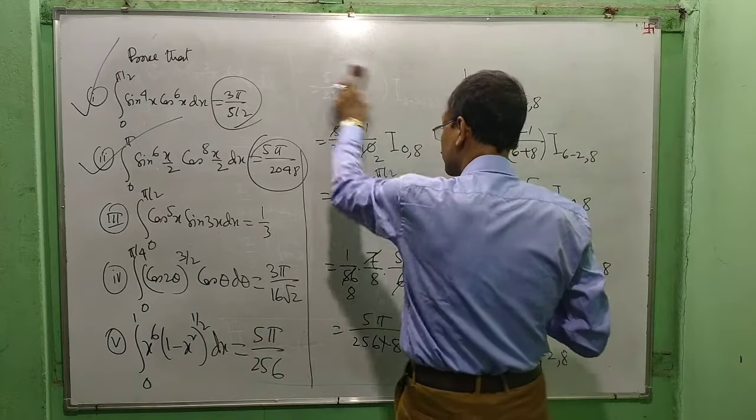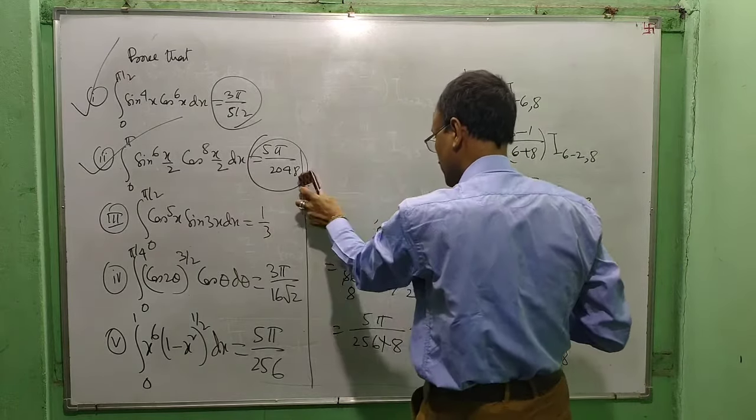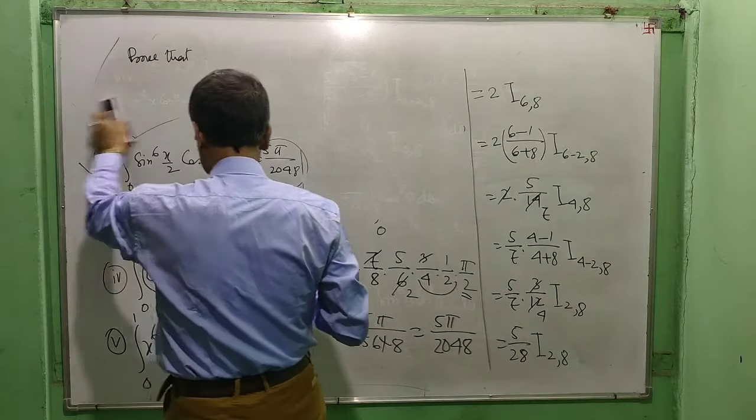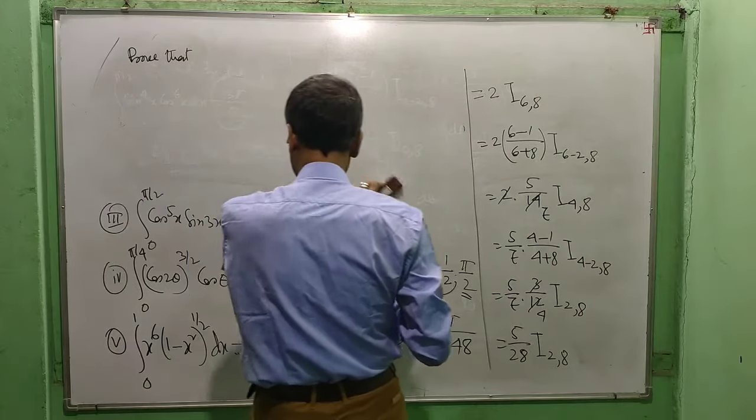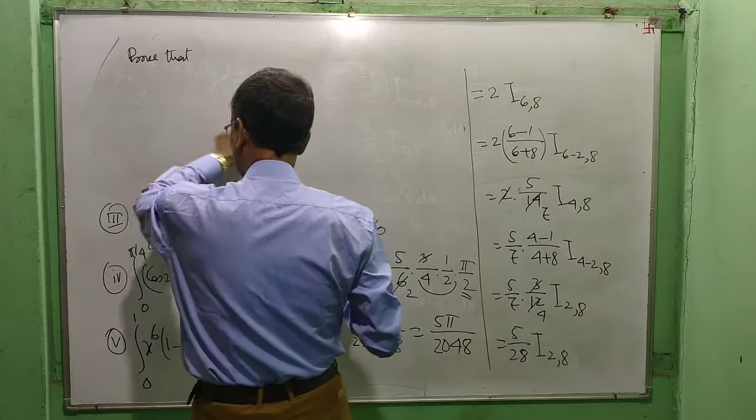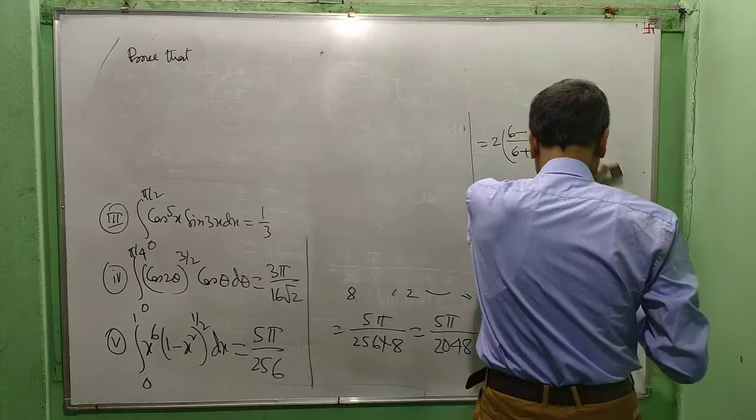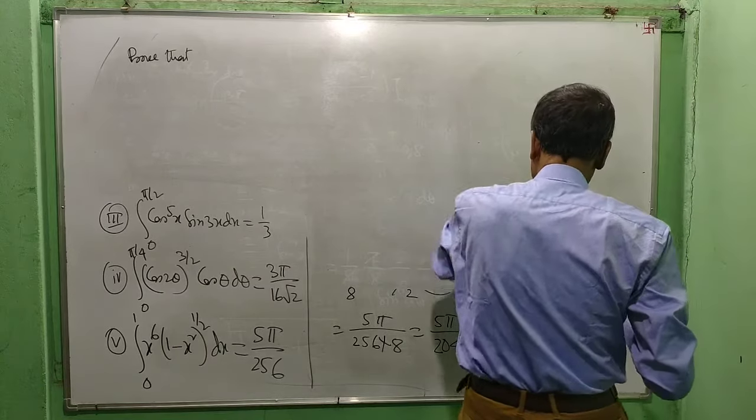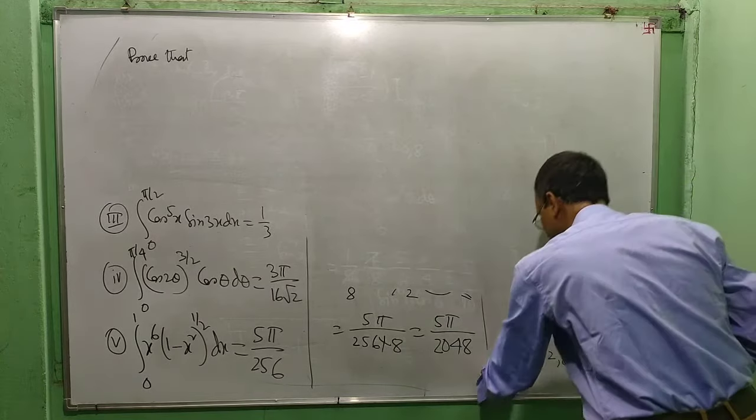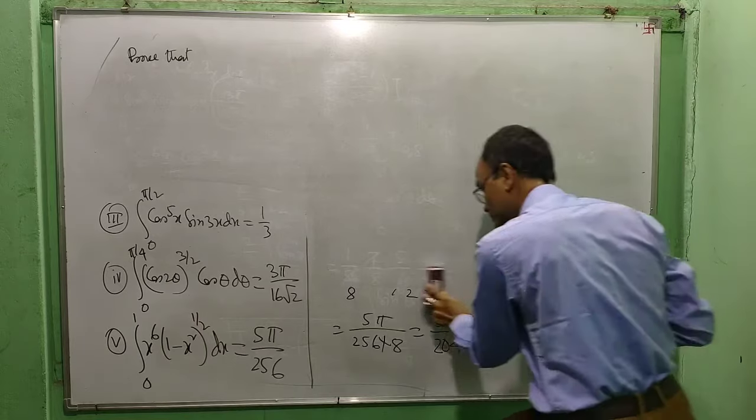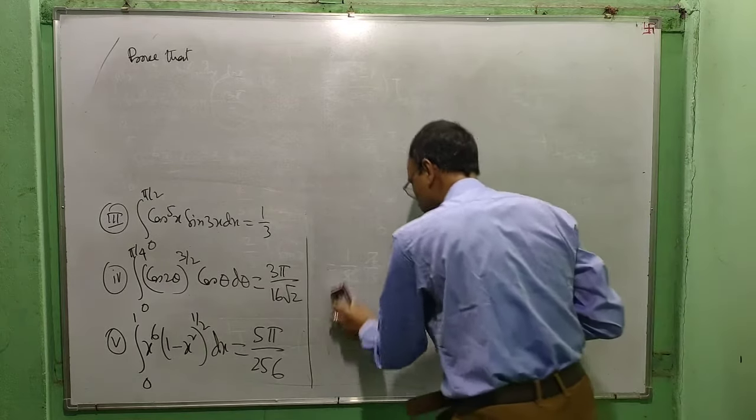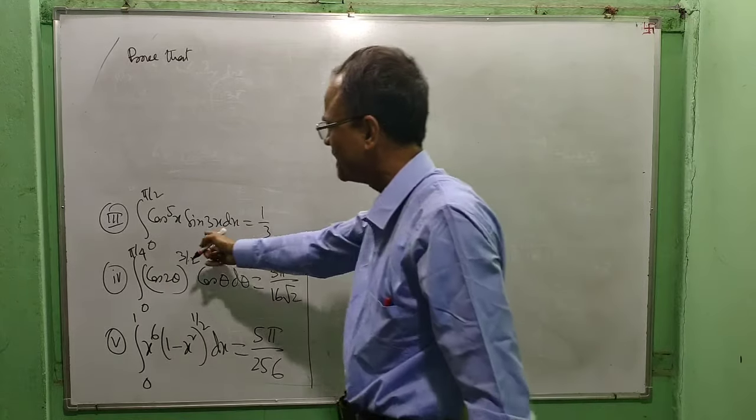We have proved this one also, 5 pi divided by 2048. Now this one and this one have been proved. Now I am going to prove number 3. You see, it is very simple.